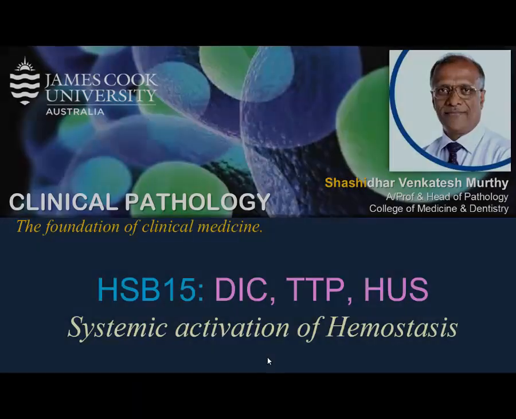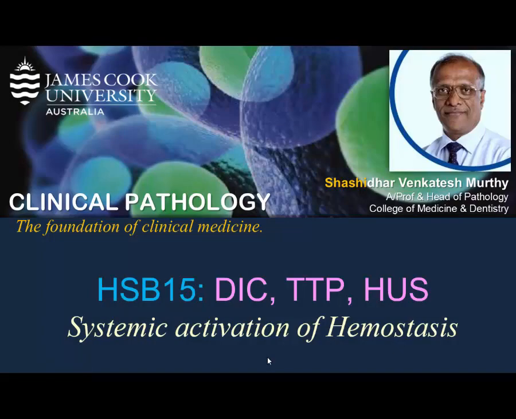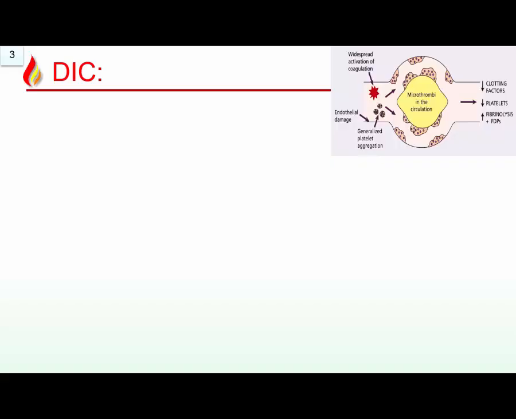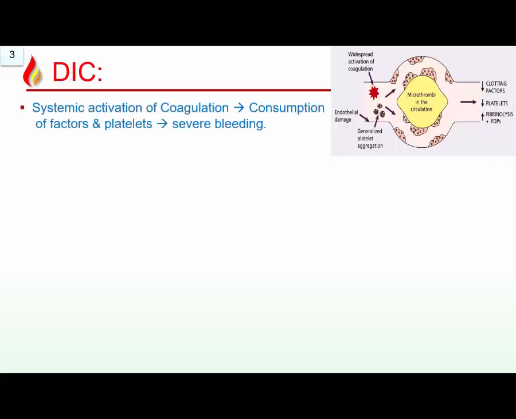Welcome. I'm now covering systemic activation of hemostasis, extensive activation all over the body. The major condition is DIC, Disseminated Intravascular Coagulation, but also TTP and HUS briefly. What is DIC? Systemic activation of coagulation and consumption of all coagulation factors and platelets results in severe bleeding.